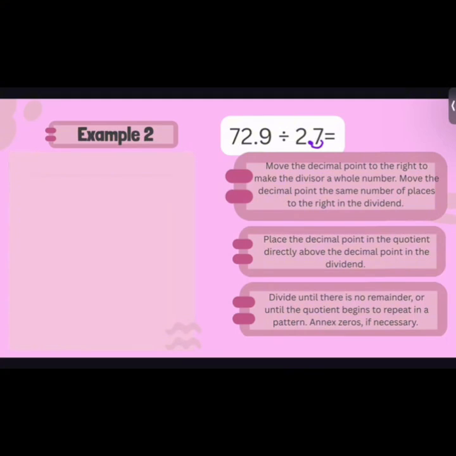So, we are going to move the decimal point the same number of places to the right in the dividend. So, same lang din po yung gagawin natin kay dividend. So, kung isang beses tayo nag-move kay divisor, isang beses din po tayo mag-move kay dividend. Therefore, our given becomes 729 divided by 27. Now, let's proceed in our division of decimal numbers. First, we are going to rewrite our given into a long division form.